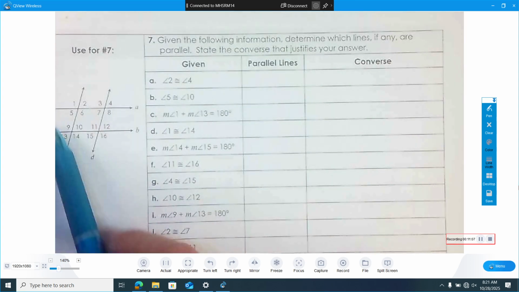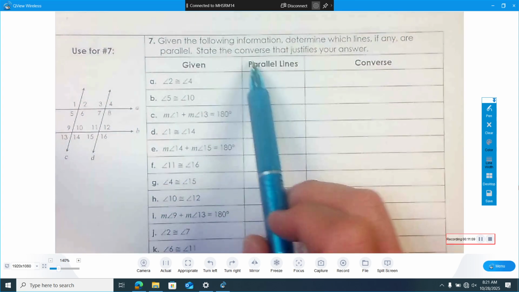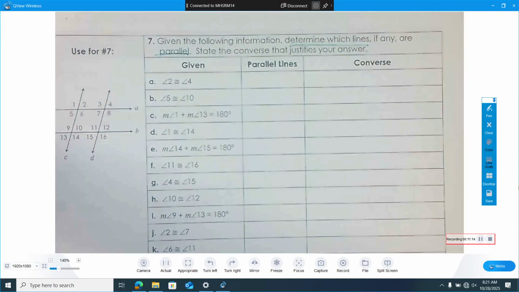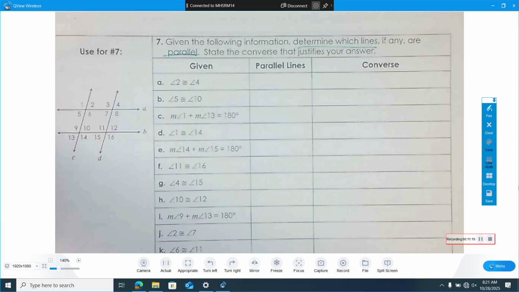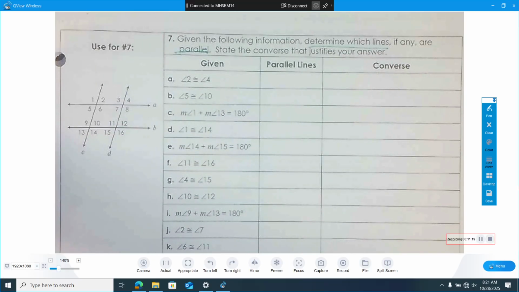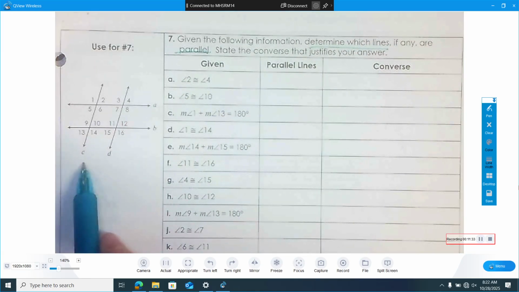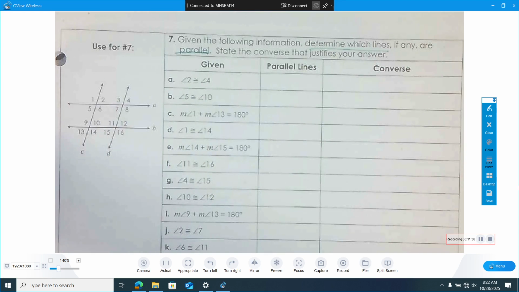When you look at this picture, we're trying to determine which lines are parallel. Just looking at the picture is never justification. But just glancing at the picture, what lines appear to be parallel? A and B appear to be parallel, and C and D could possibly be parallel. So we really need to look carefully and make sure we're really justifying what we intend to justify.